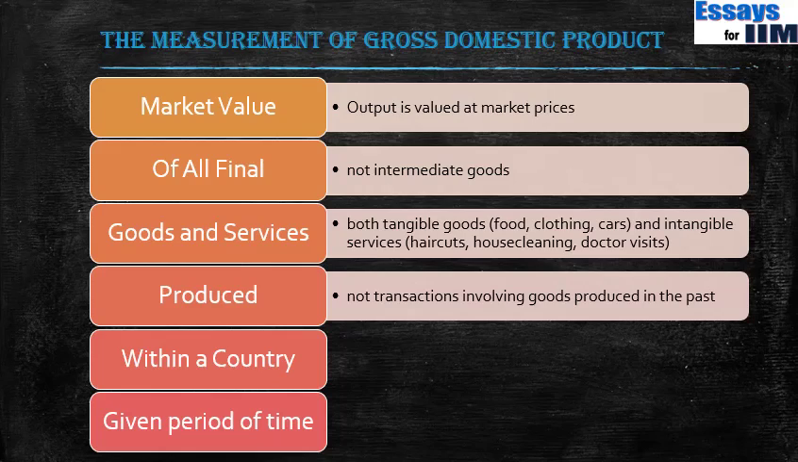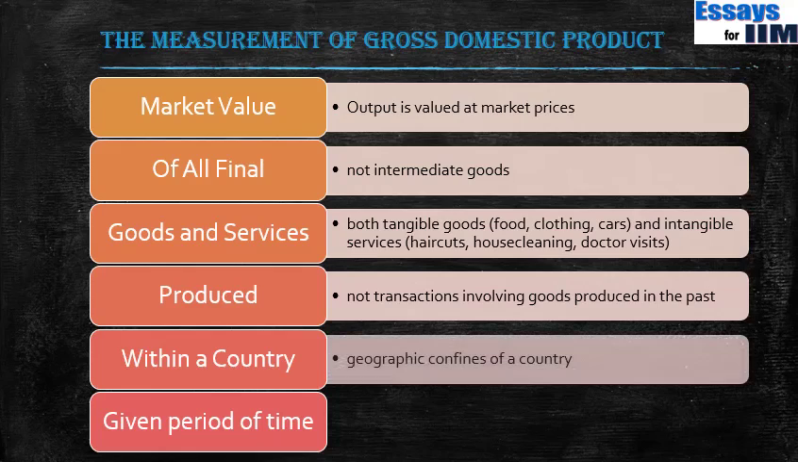Produced. Now, we take transactions which involve production of goods in this particular time. So it does not involve transactions of goods produced in the past. Let us say a car was produced in the economy in year 1999, and then this car was resold in 2005. In 2005 this car was not produced, so this will not be part of the GDP. It will only be counted when it was actually produced in 1999.